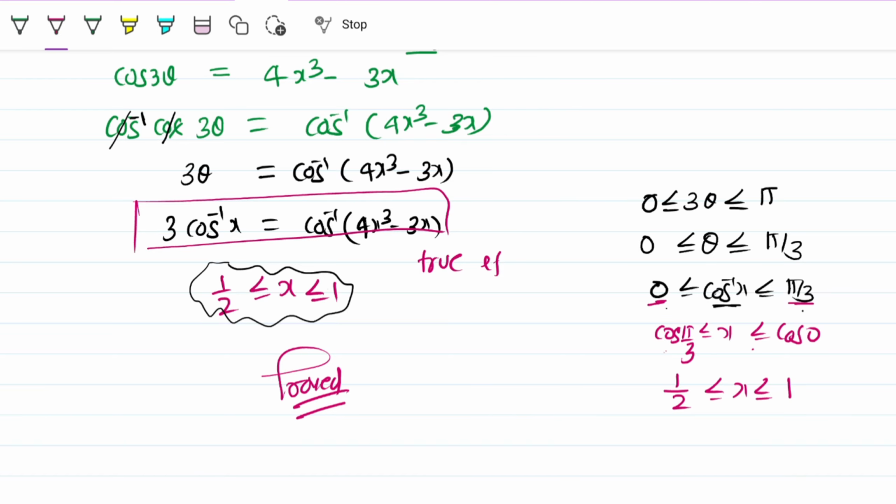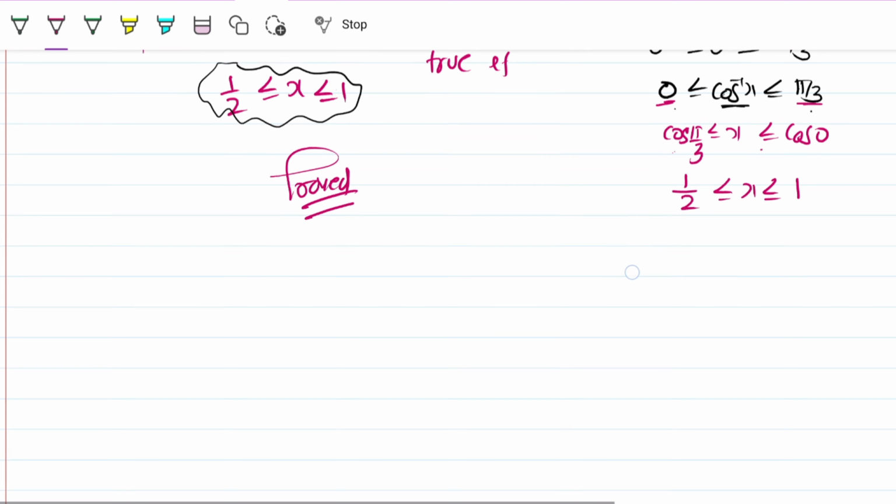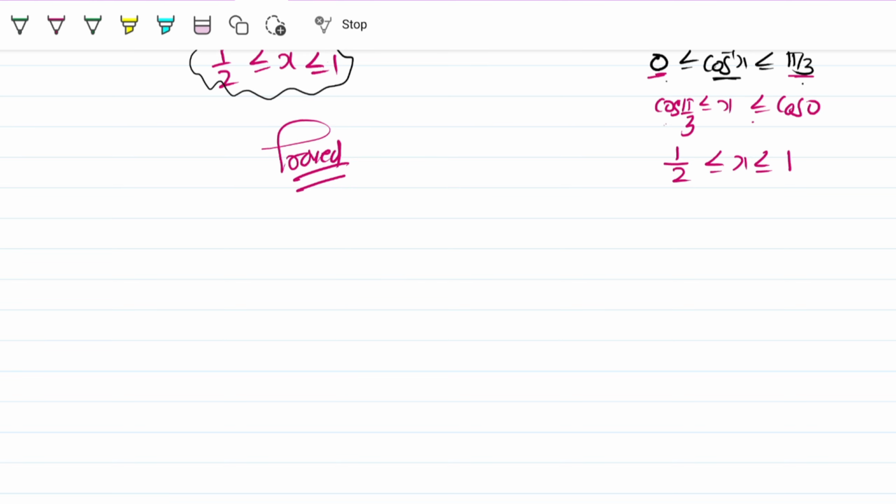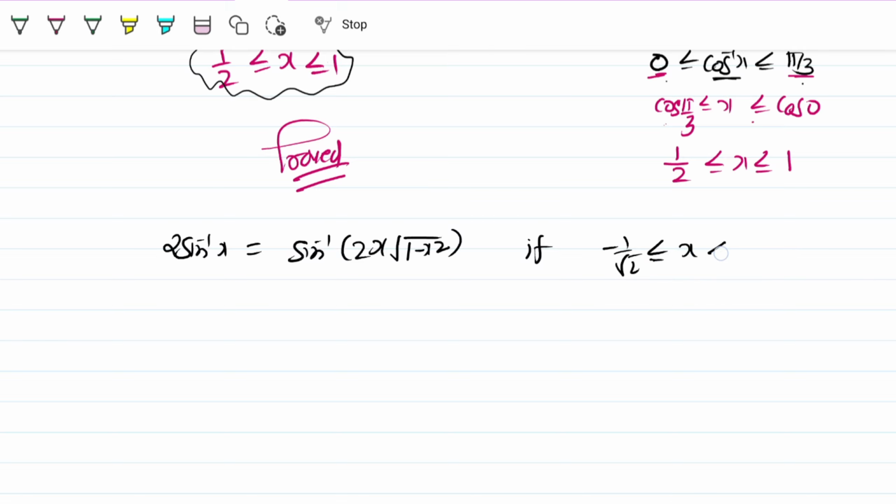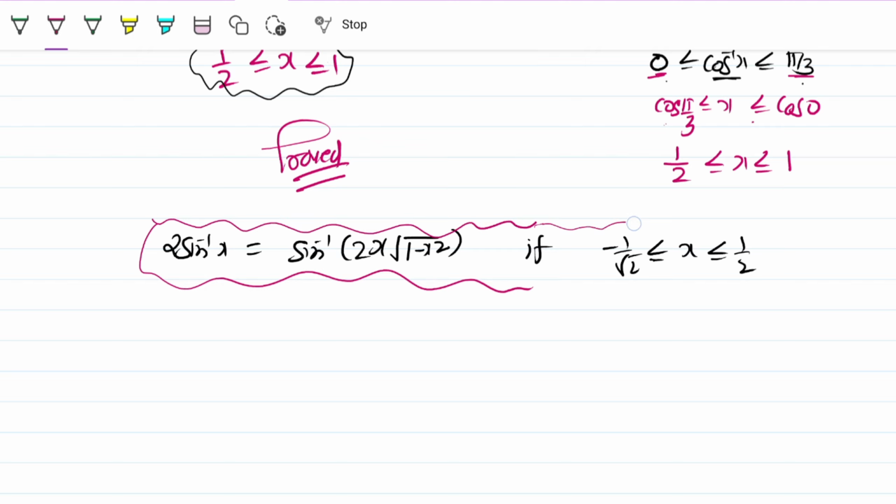Similarly, if you want to know about other inverse trigonometric identities, in the last video we proved 2 sine inverse x is sine inverse (2x root (1 minus x square)). This was true if x is greater than minus 1 by root 2 and less than 1 by root 2. I proved this in the last video. If you want to see it, I will put the video link in the top right corner.